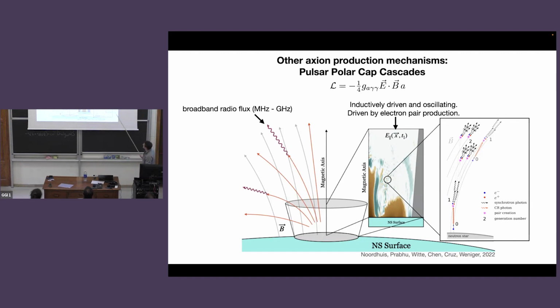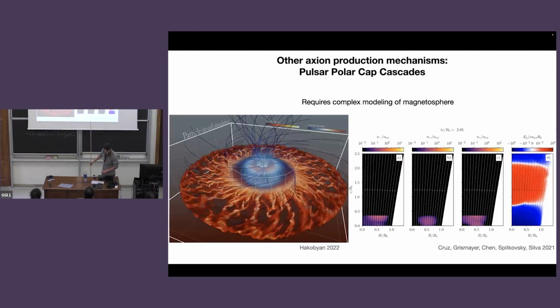And it turns out that if you have cascades in the magnetosphere from pair creation of electrons and so on, they can sufficiently screen the field in order to actually have a non-zero component over here and produce the axion that way. Of course, the energies involved here are very different. The energies that you expect in this case are more like a broadband radio flux that comes off those.